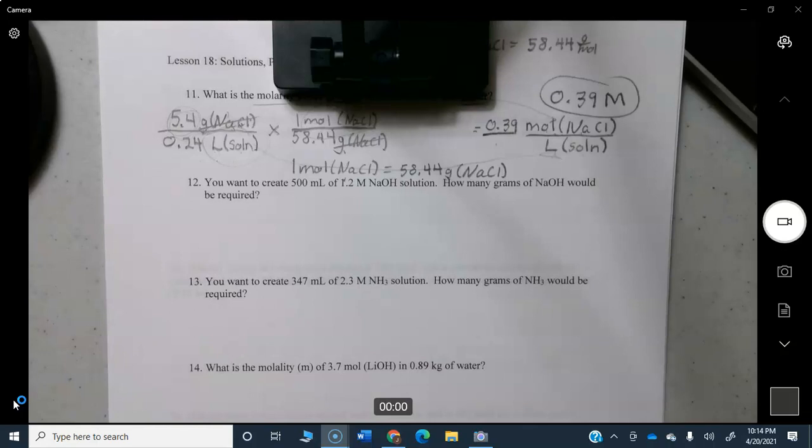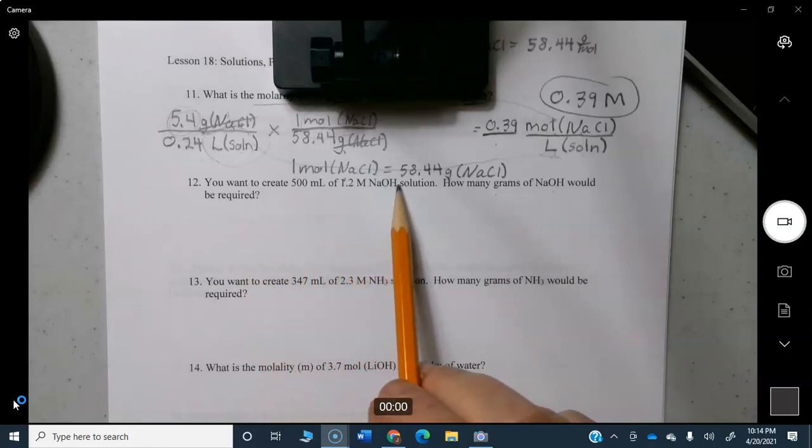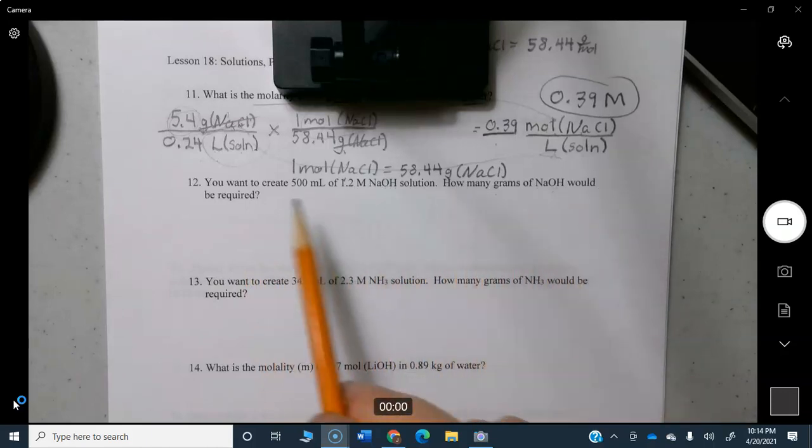So what are we looking for in this problem? What do you want to come up with in your final answer? Okay. You want to find grams of NaOH. Let's just read the whole problem. You want to create 500 milliliter solution of 1.2 molar NaOH solution. How many grams of NaOH would be required?